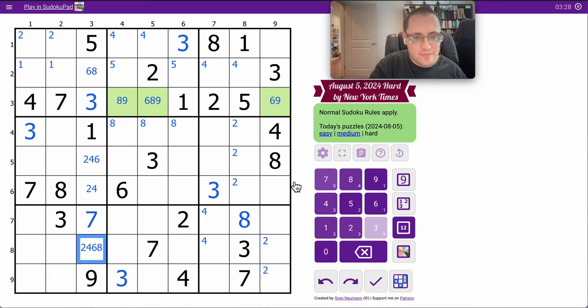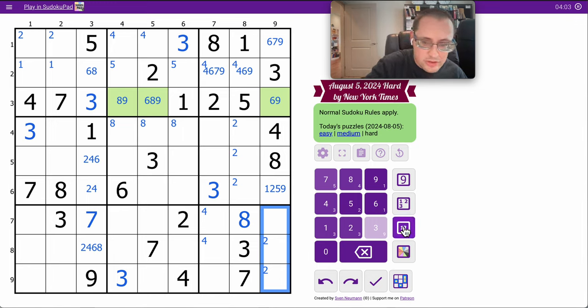Okay, in box or region three, I have 1, 2, 3, 5, 8. I need 4, 6, 7, 9. That one can't be seven. This could be anything. Oh, this can't be six or seven. Three, four, six, seven, eight. So this is 1, 2, 5, or 9. So there goes the hope of a triple.